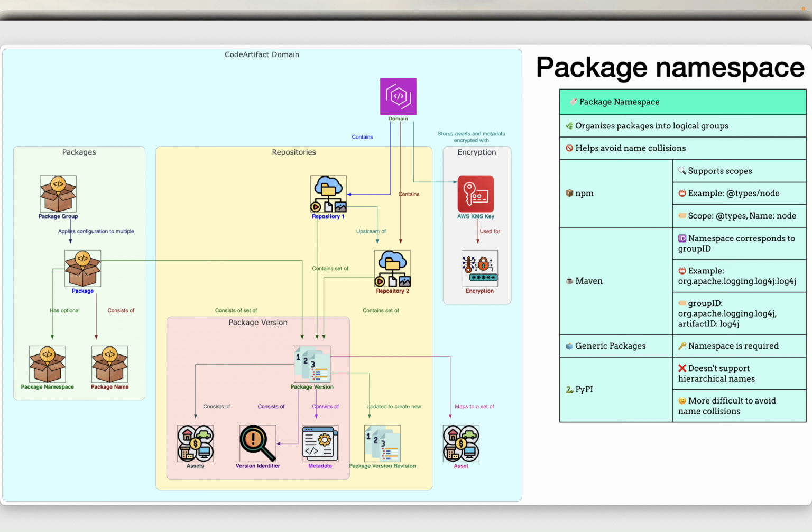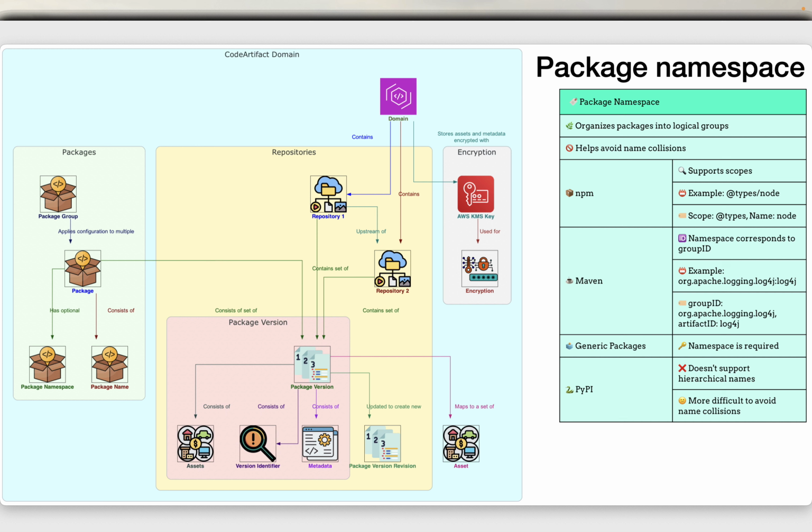Next is package namespace. Some package formats support hierarchical package names to organize packages into logical groups and help avoid name collisions. For example, npm supports scopes. The npm package @types/node has a scope of types and a name of node. There are many other package names in the @types scope. So in CodeArtifact, the scope types is referred to as the package namespace and the name node is referred to as the package name. Similarly, for Maven packages, the package namespace corresponds to the Maven group ID.